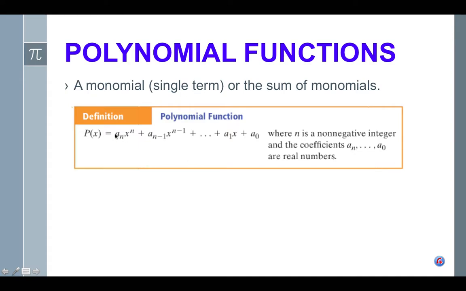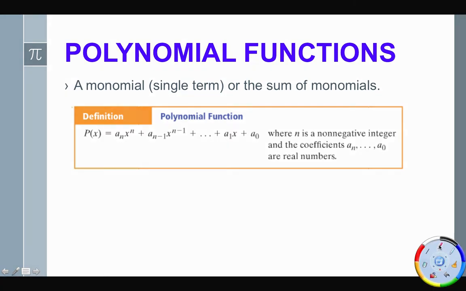The a sub n terms are the coefficients. So a sub n right here, that's what's called a coefficient. Coefficient is just the number in front of x. So if I wrote 3x squared, 3 is my coefficient. And the 2 is obviously my exponent. It's also called the degree of this term.